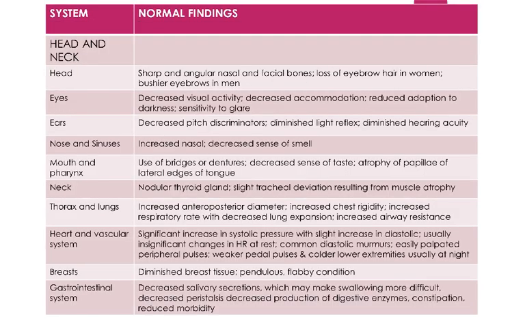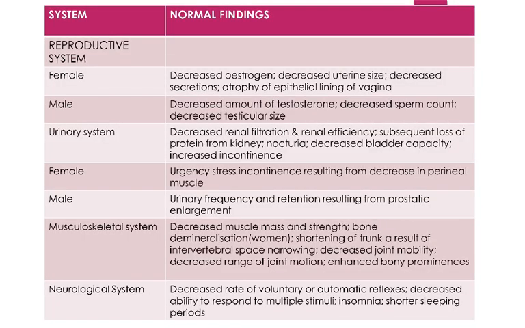So again, the list goes on from a head and neck perspective. The eyes, we're going to have decreased visual acuity. The list goes on, but these tables, I'll let you read them in your own time to have a look through, because there's a lot of information contained in here. And that goes on to the reproductive system, the urinary system, musculoskeletal system, and the neurological system as well.